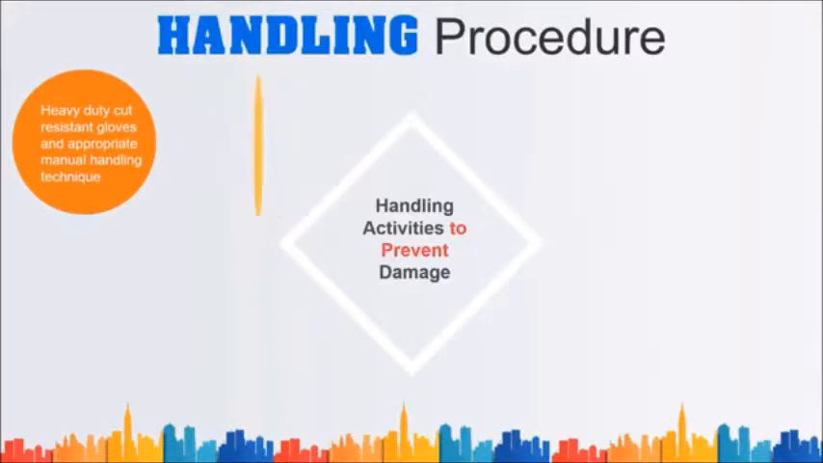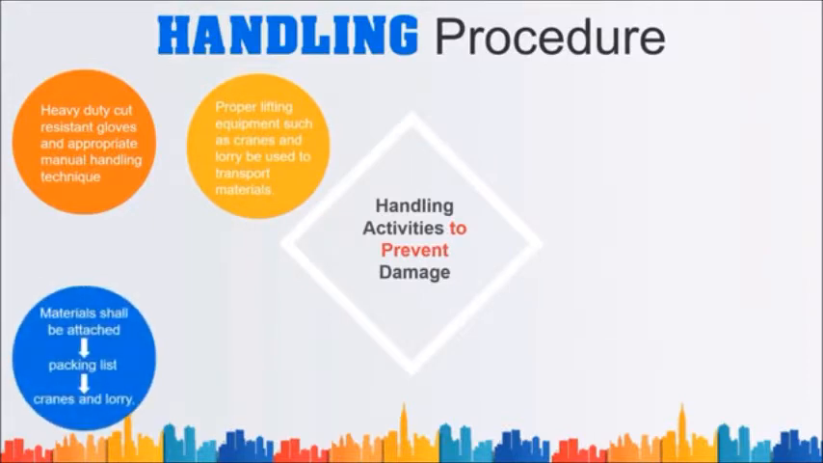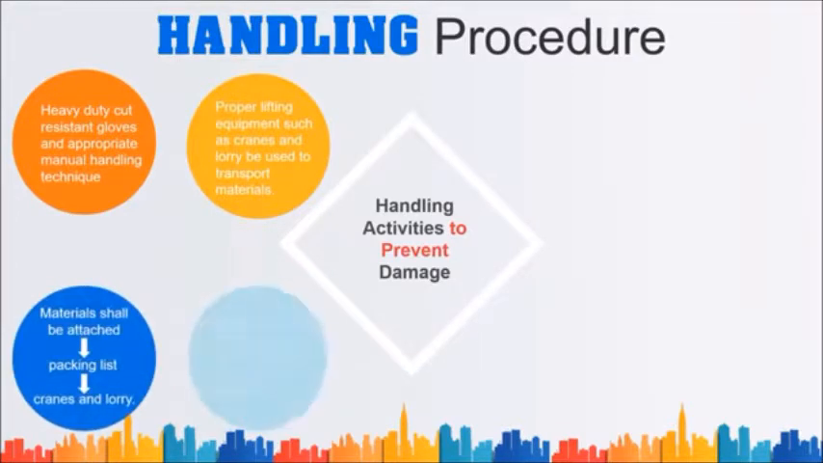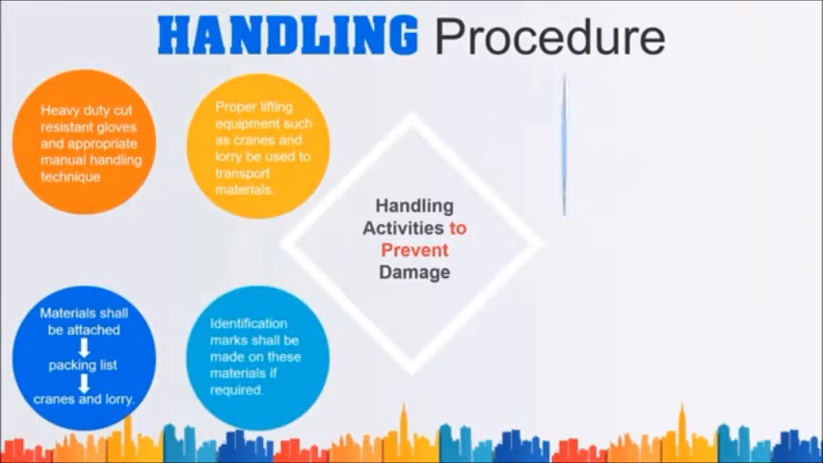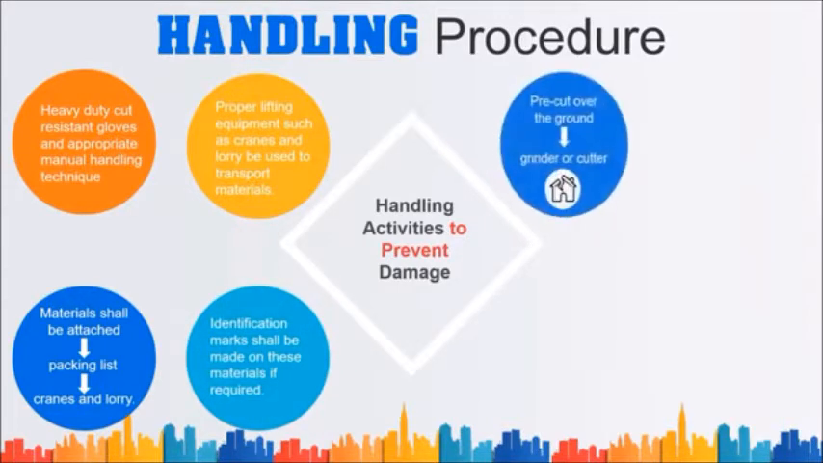In handling procedures, the supervisor shall ensure heavy-duty cut-resistant gloves and appropriate manual handling techniques. Number 2, proper lifting equipment such as cranes and lorry to be used for transporting materials. Number 3, the materials shall be attached with packing lists for easy identification before stacking them for handling by cranes and lorry. Number 5, identification marks shall be made on these materials if required.